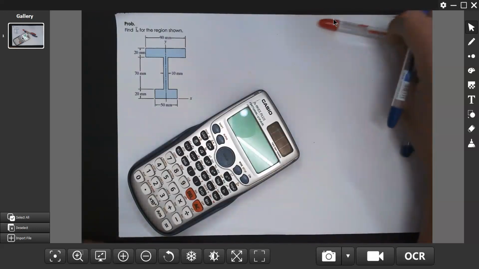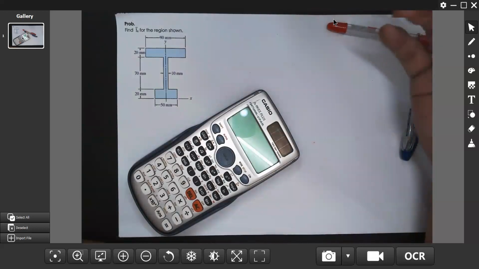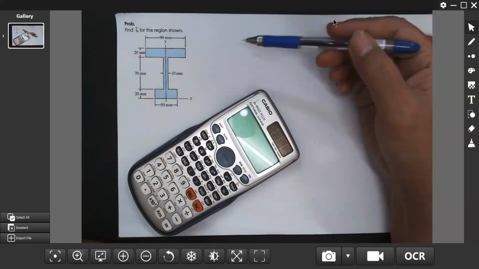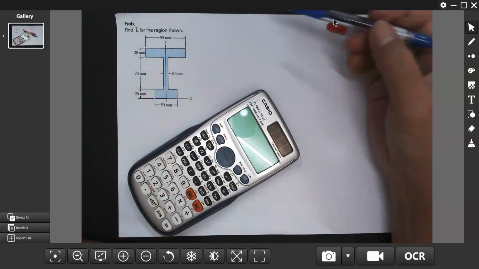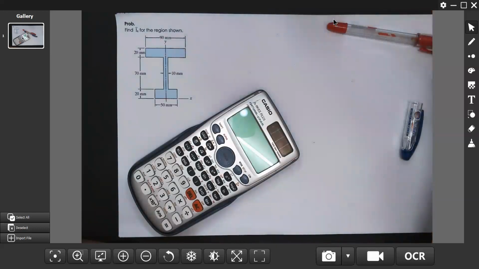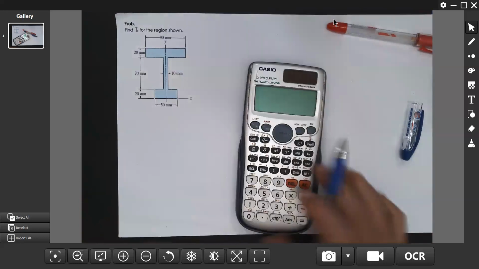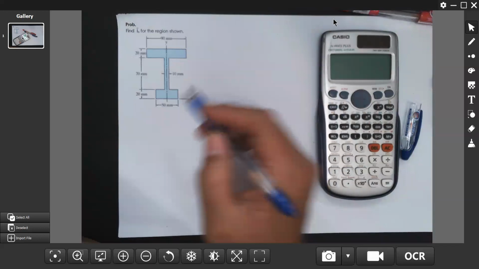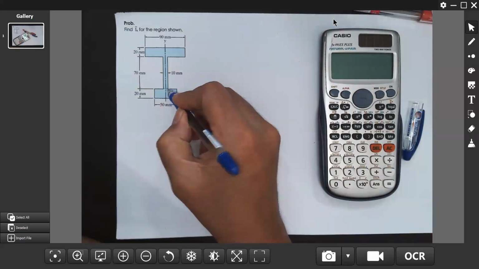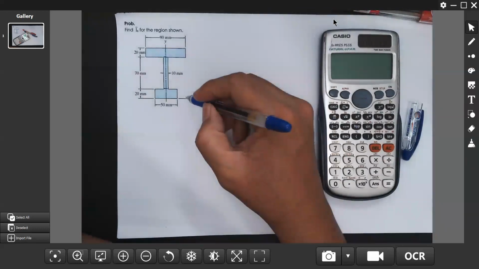Here's the problem. Find the moment of inertia with respect to the centroidal x-axis, Ix bar, for the region shown. What we're going to do first is to locate the neutral axis. Since we will only solve the moment of inertia with respect to the centroidal x-axis, we'll only solve for y bar. So we subdivide this area into three elements. Cut a section here and also here, and make this one our reference.